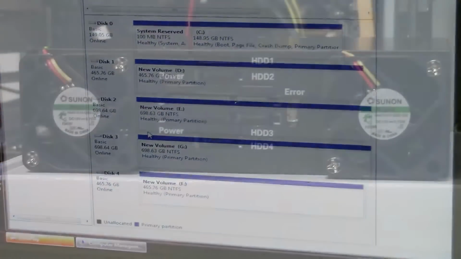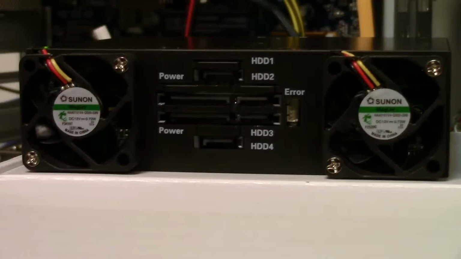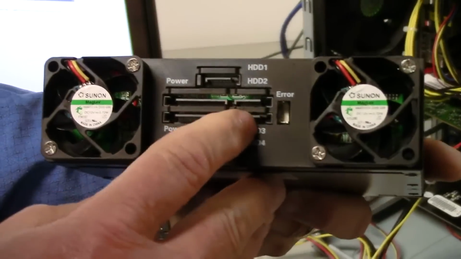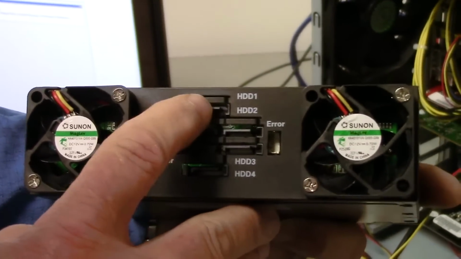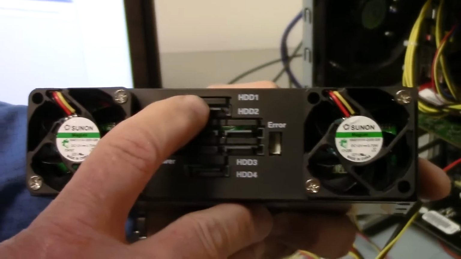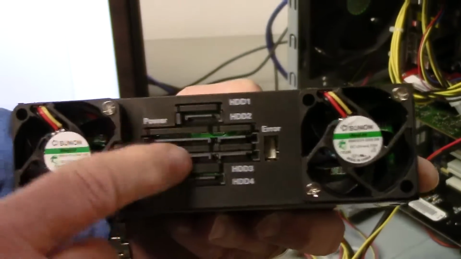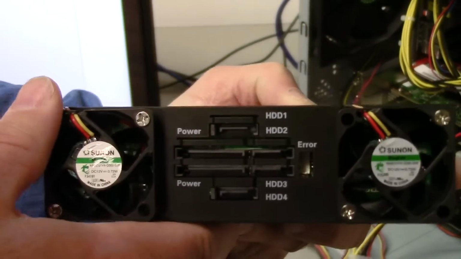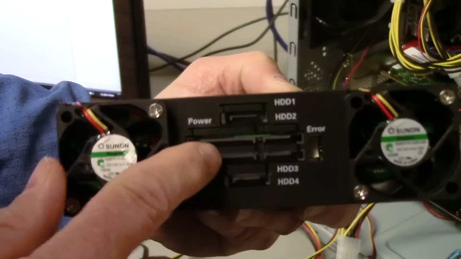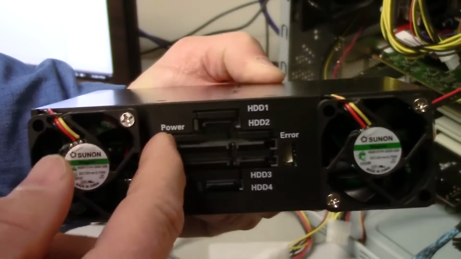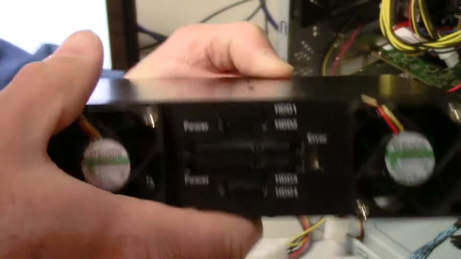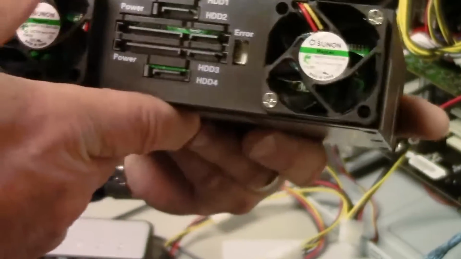And so this is the rear of the unit, and as you can see, there are serial ATA data connectors, and it starts with HDD 1, 2, 3, and 4. And there are two power connectors that are the 15-pin serial ATA that receive 5 volts, 12 volts, and ground. And that's how you can support either SATA or SAS drives.